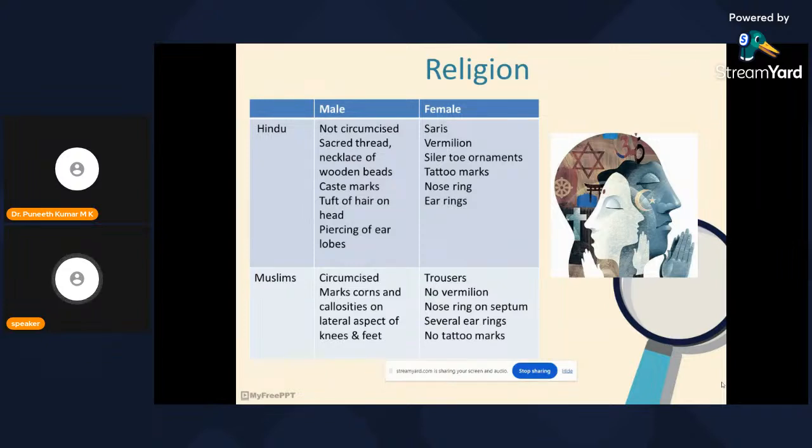And when we see Christians, there is not much difference. There is the presence of a cross symbol on the neck, or a cross or Yesu symbol as tattoo marks on the body. These are a few features which can differentiate between Muslim, Hindu and Christian, and based on this, we can identify their religion.